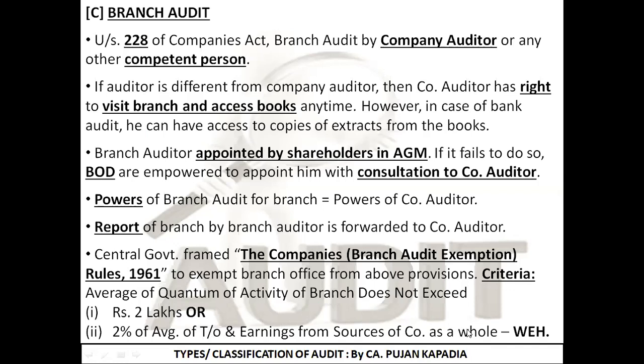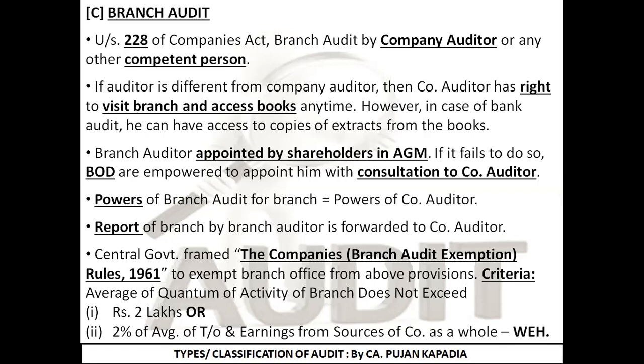Suppose I'm talking about a multinational company. The multinational company's turnover and earnings for the whole year, 2% of that. What I need to do is consider whichever is higher. So let's take an example. A company has an average turnover and earnings of 10 crore rupees. What is the average turnover and earnings for the company? 10 crore rupees. Now what I'm supposed to do is take 2% of 10 crore. It is going to come to 20 lakh rupees.